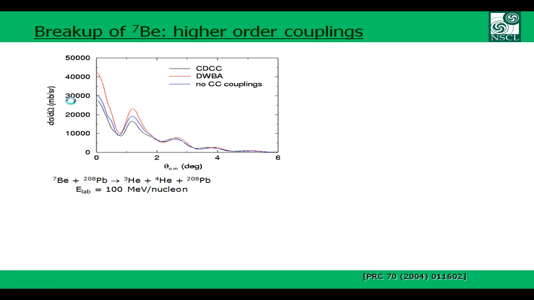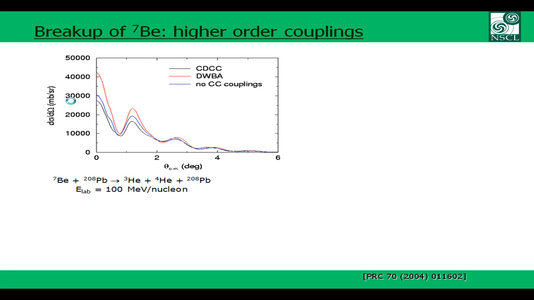So the beryllium-7 on the lead produces cross-sections that are forward-peaked. Well, there's no surprise. At 100 MeV per nucleon, you expect it to be very forward-peaked. And what is shown here are the effects of couplings. So if you solve the full CDCC, you get this black curve.